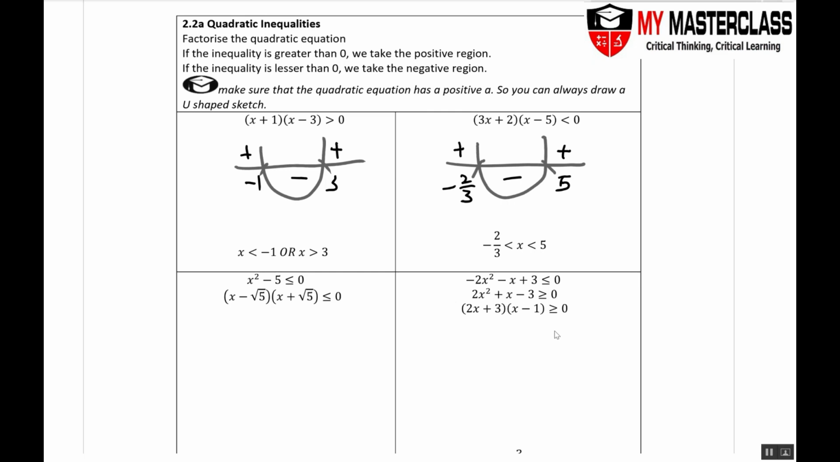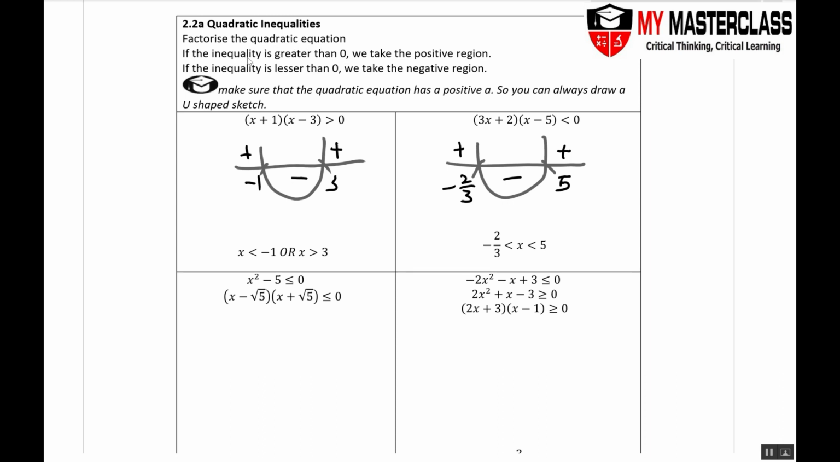Let's move on with the second portion of this chapter, your quadratic inequalities. Previously you always only worked with linear inequalities. Now you have quadratic inequalities. So the steps you do for quadratic inequalities are always the same as what you do for your quadratic equations. I will factorize the quadratic expression first.